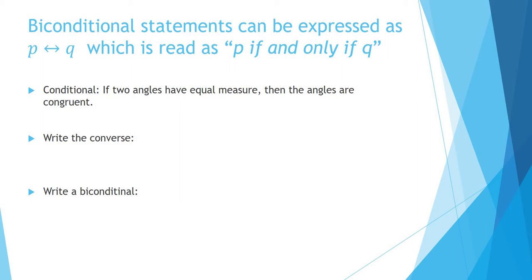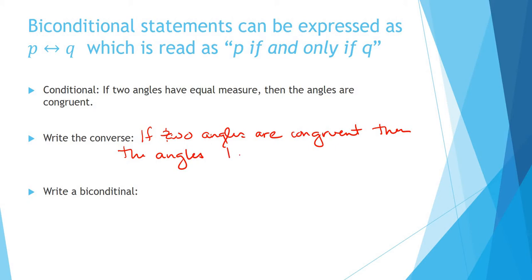So let's try one. Here's a conditional. Write it down. If two angles have equal measure, then the angles are congruent. Okay. Now take a moment, pause, and write the converse, and then come back. Okay, so the converse would be, let me write it out: if two angles are congruent, then the angles have equal measure. Are both of these things true? Yes.